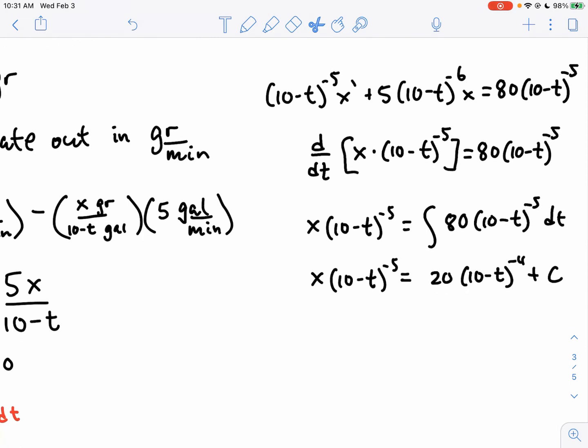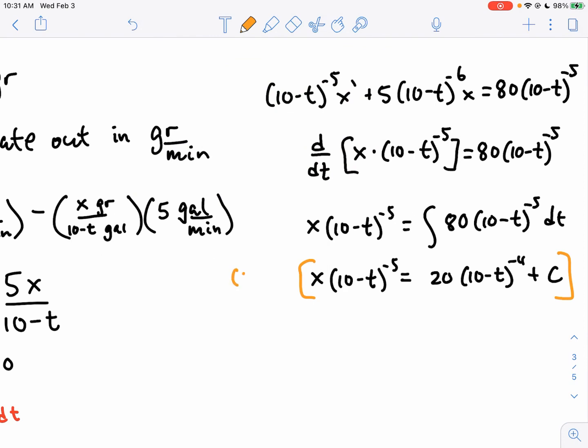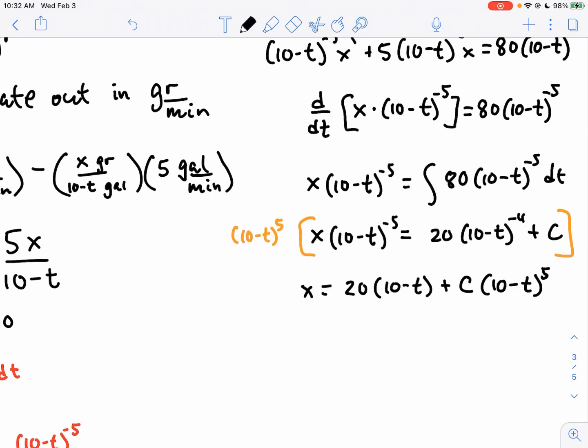Check. And now we just got to multiply both sides to get x by itself. I'm going to multiply both sides by, let's write it this way, 10 minus t to the positive 5. That'll isolate the x for me. So now we get our function x equals, and when I multiply 10 minus t to the 5 times 10 minus t to the negative 4, the exponents add, giving just a 10 minus t. So we have a 20 times 10 minus t plus a c times 10 minus t to the 5th. Okay, and here is our explicit general solution.